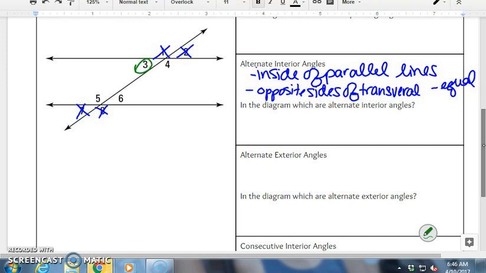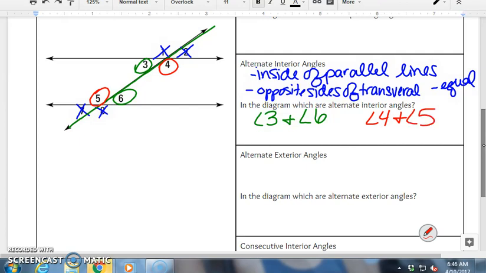So if I have angle 3, the opposite side, so here's the transversal, so it has to be on the opposite side. Okay, so angle 6 would be an alternate interior with angle 3. That means angle 4 and angle 5 are alternate interior angles. Because they are inside the parallel lines on opposite sides of the transversal, and they are equal to one another.